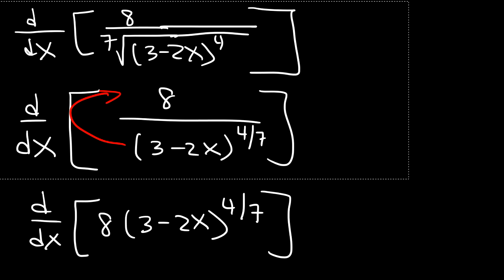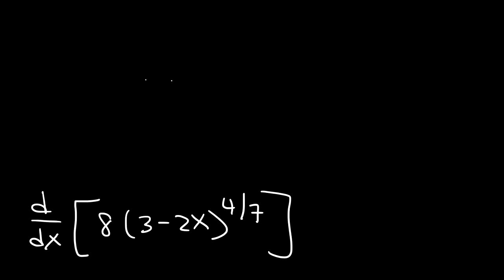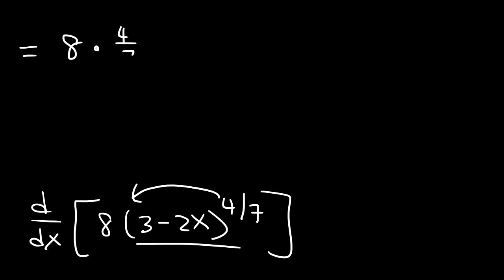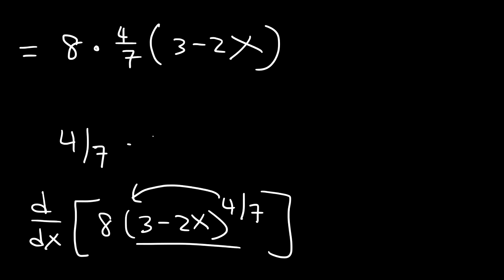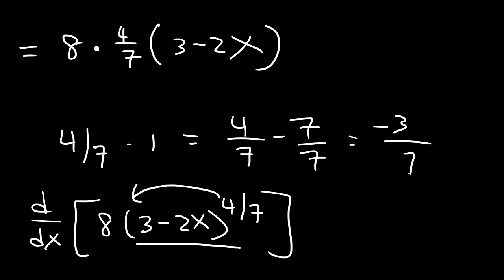So now let's use the chain rule and the constant multiple rule. So it's going to be 8, that's the constant, times the derivative of this expression. So let's move the exponent to the front, keep the inside function the same, and then subtract the exponent by 1. So 4 over 7 minus 1, that's going to be 4 over 7 minus 7 over 7, which is negative 3 over 7.